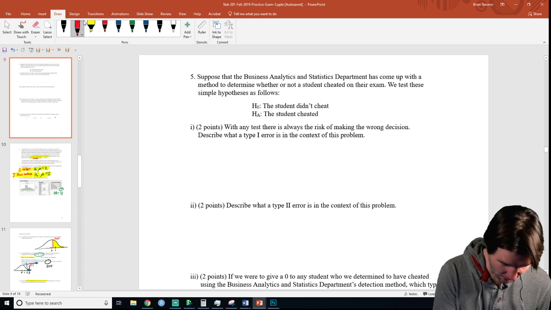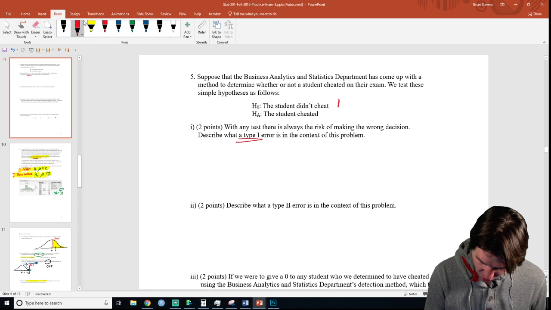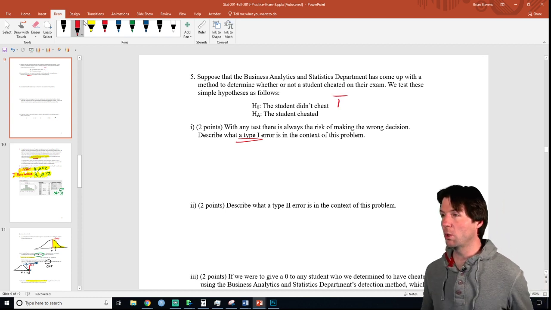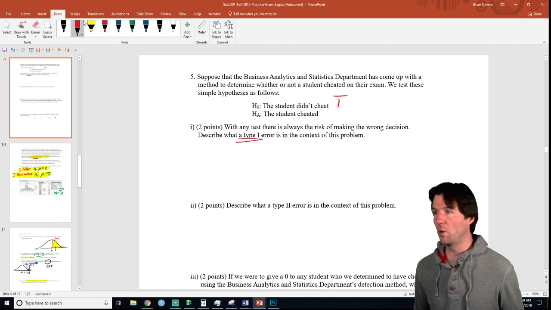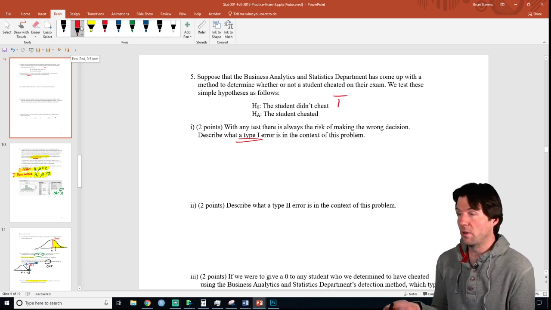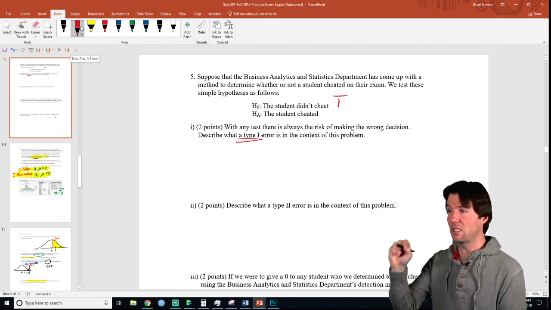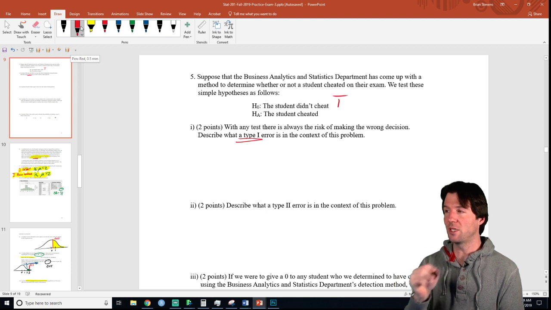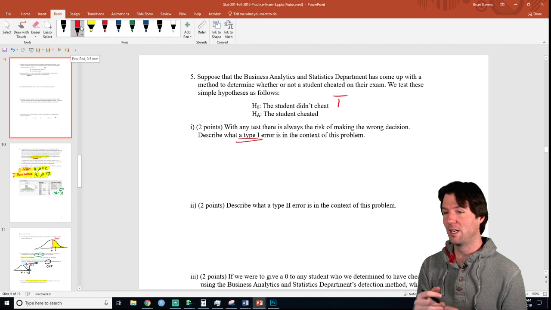So in a type 1, this is talking about a type 1 right here. It is true that the student did not cheat, but we are going to reject that and say that they cheated. I'd literally write that out. In a type 1, the null is true. We know that. Write out: it is true that the student did not cheat, but I am going to reject that and say that they cheated, because if we reject the null, we say we have evidence for the alternative.